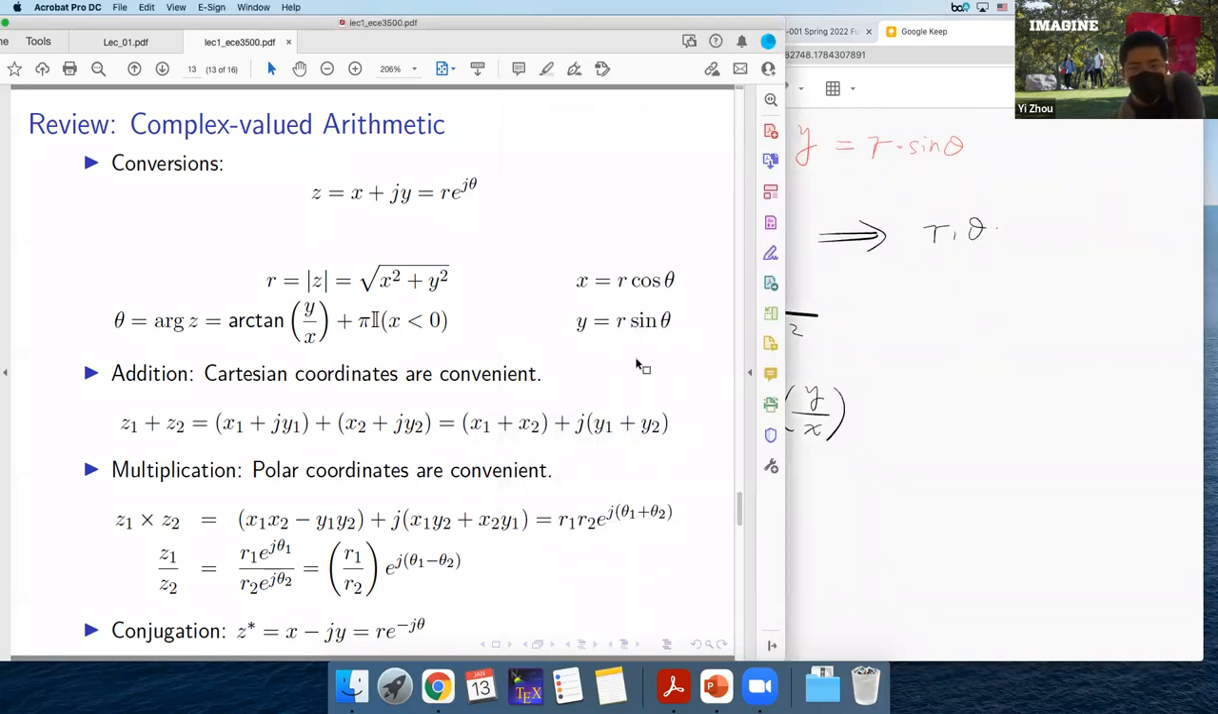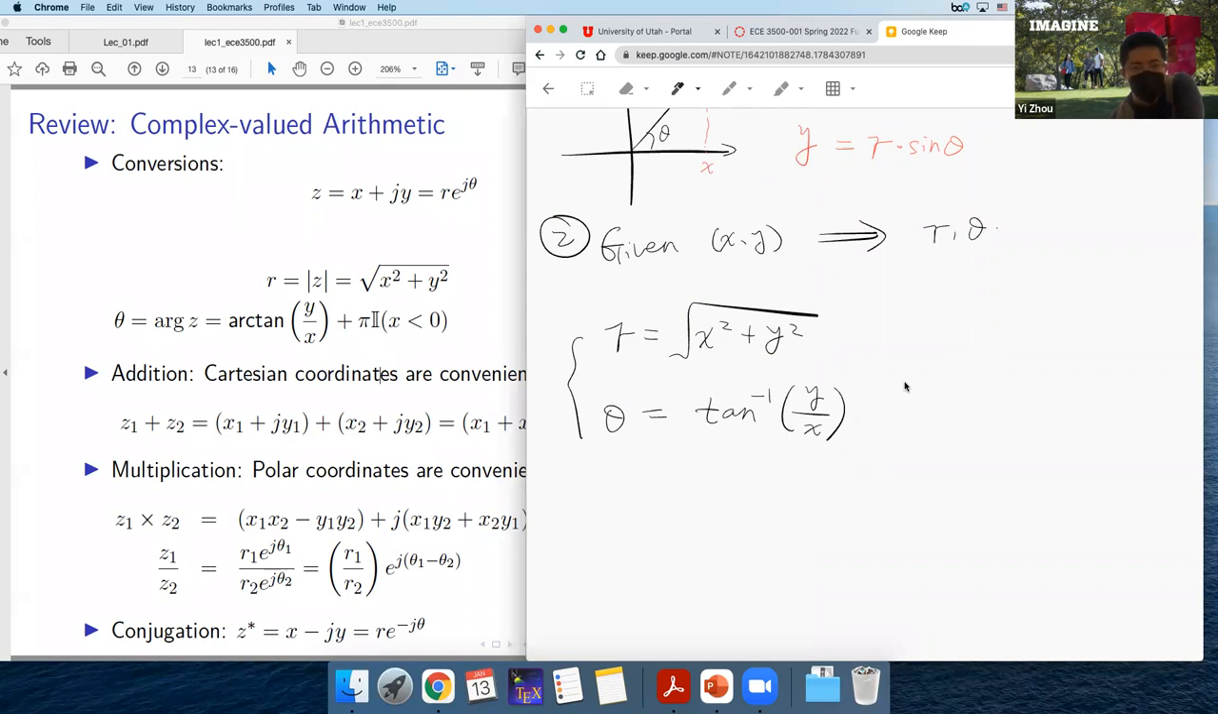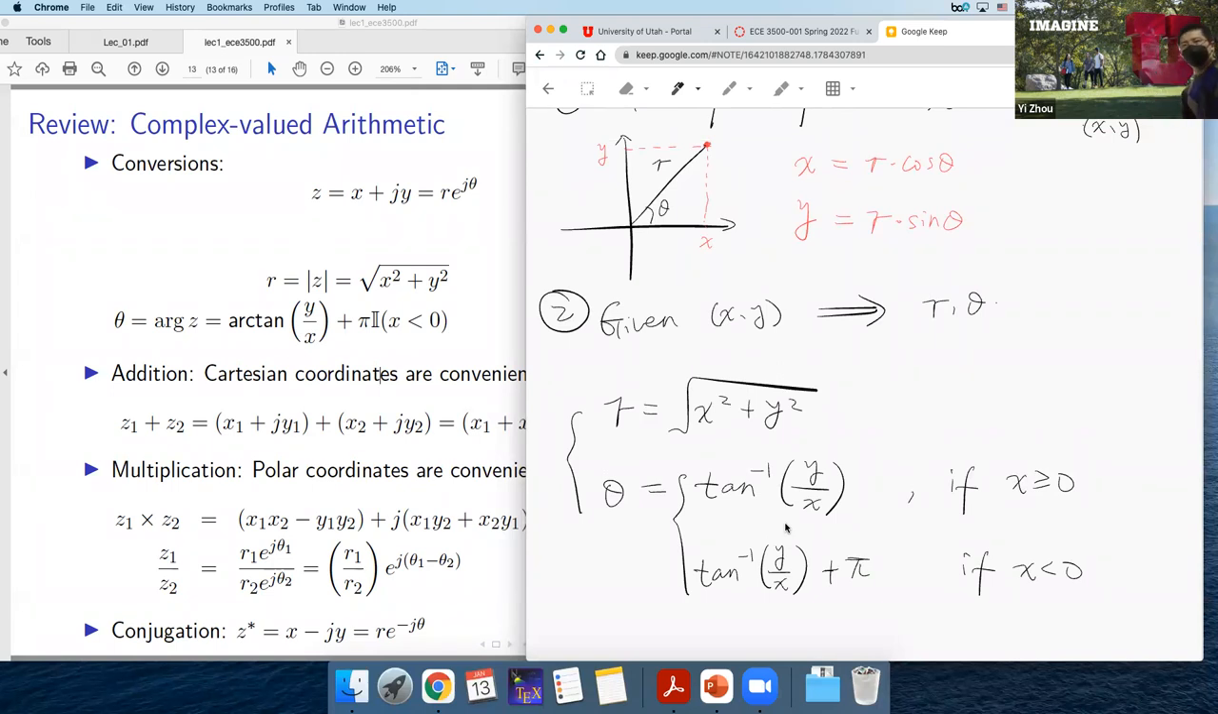We need to add some extra components to handle the case if the real part is negative. So this is a full expression for theta. If the real part is positive, meaning the complex number we are looking at is on the right half plane of this space, then we can just compute the arctangent of y over x. Otherwise, if this complex number is on the left hand side of the y-axis, then we need to add an extra pi to this theta.